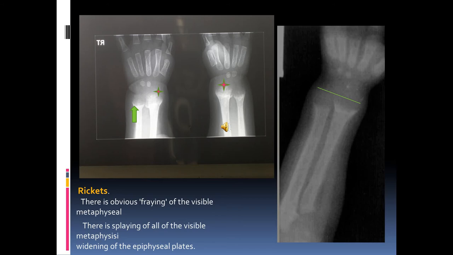We can see abnormal density in the ends of the lower bones, which appears as curvature in the end of the radius and ulna, and this is called cupping and splaying of the lower end of the bones. Also, we can see abnormal bony matrix in the lower part of the bones, which we call fraying. The green arrow demarcates the cupping and splaying, while the red star demarcates the area of fraying of the bones. Also, widening of the epiphyseal plates is very important as part of the criteria in rickets.